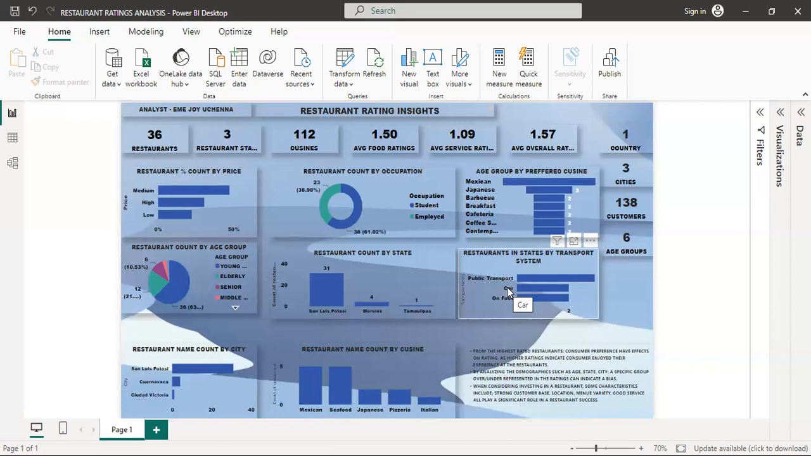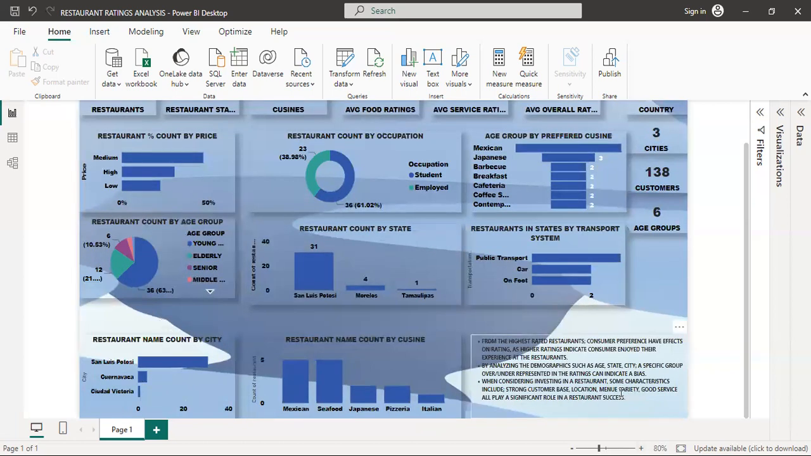Now, when considering investing in a restaurant, some characteristics include a strong customer base, location, menu variety, and good service. These and many more all play a significant role in a restaurant's success.